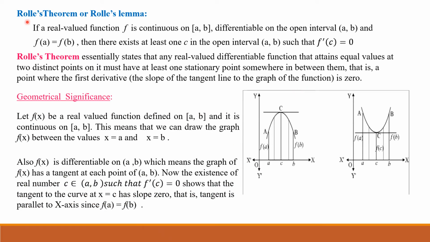Geometrical significance. Let f of x be a real valued function defined on closed interval ab, and it is continuous on closed interval ab. This means that we can draw the graph f of x between the values x equal to a and x equal to b. Suppose here is function. Interval is a to b. Value of the function is f of a, here is f of b at 2 points ab.